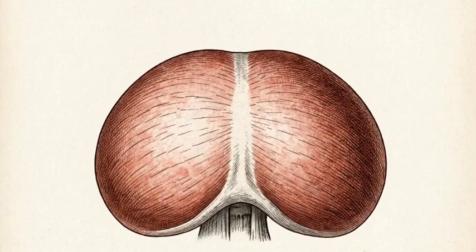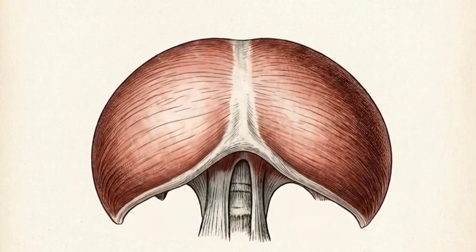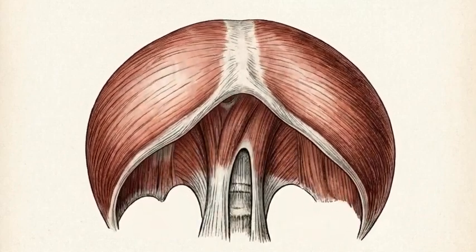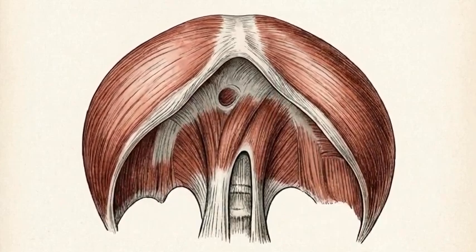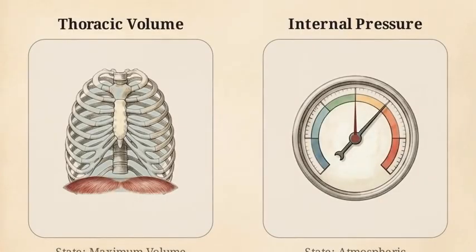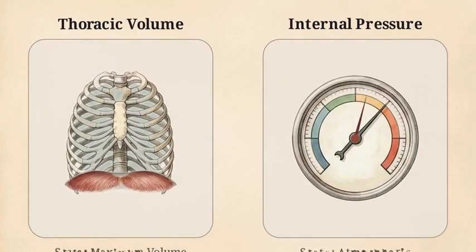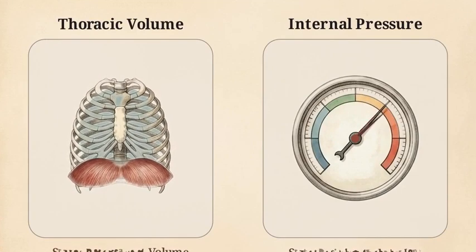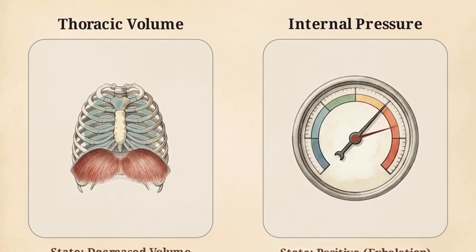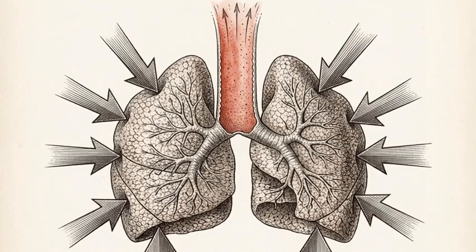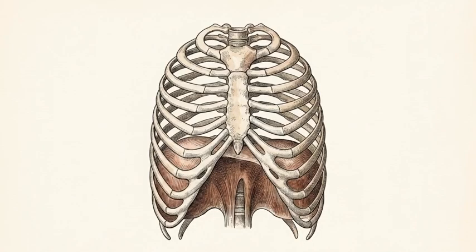Expiration starts when the diaphragm relaxes, springing back upward into its natural dome-shaped resting position, reversing the entire mechanical process. As the rib cage lowers and the diaphragm rises, the volume of the chest cavity decreases sharply, causing internal pressure to rise above the atmospheric level. This high-pressure state physically squeezes the carbon dioxide-rich air out of the lungs, resetting the system for the next cycle.